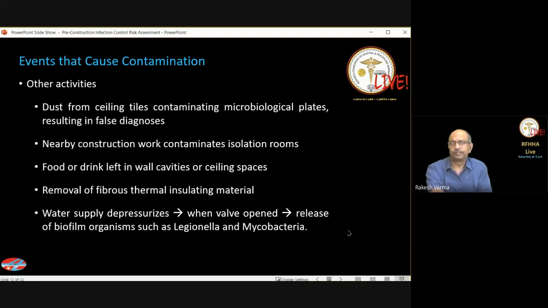Removal of glass wool. We use glass wool for insulation, and when it is being removed or replaced or being maintained or if that space is open for any purpose, that is the time we need to be aware of it. And water supply depressurizes.